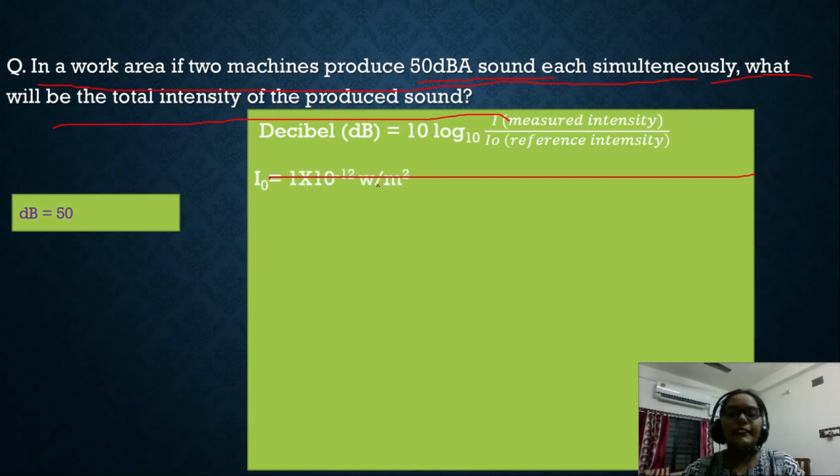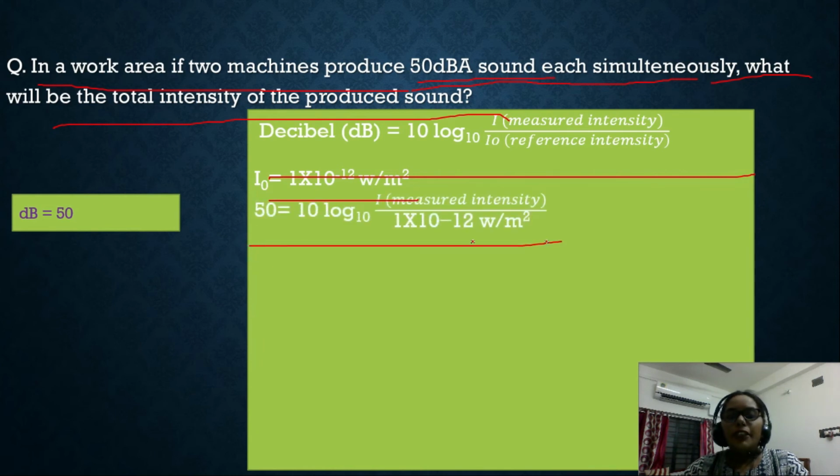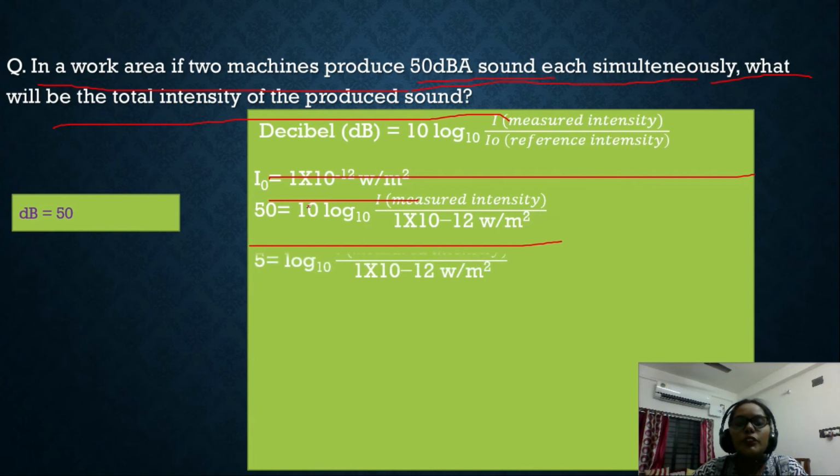Okay, so I0, the reference intensity, is 1 into 10 to the minus 12 watt per meter square. This is the unit. Now this will be the equation: 50 equals 10 log10 (I by I0). We can divide 50 by 10, so 5 equals log10 (I by I0).